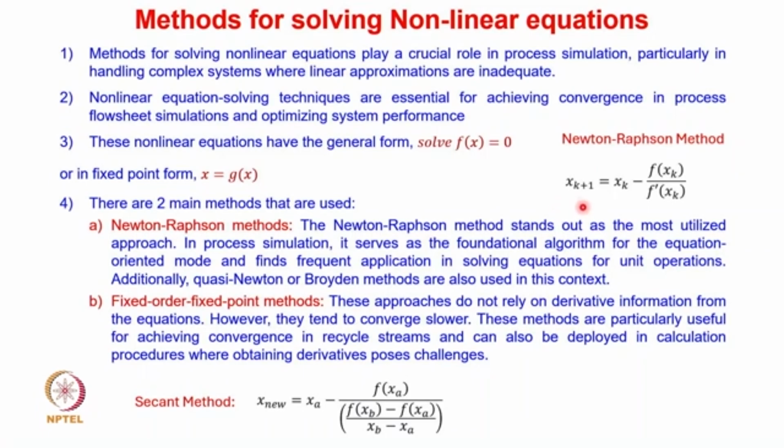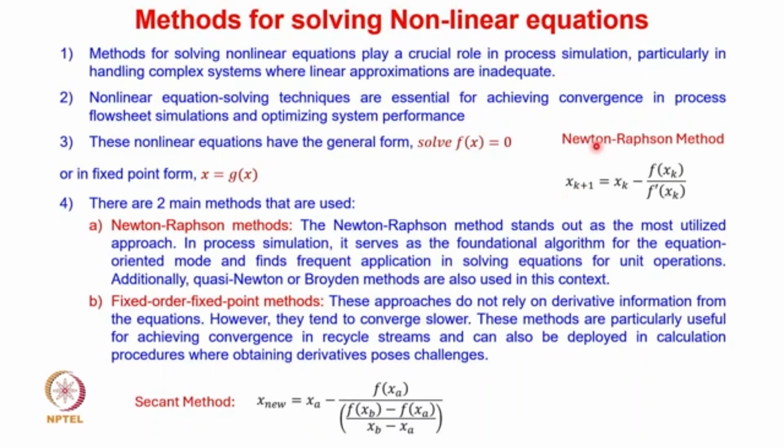The Newton-Raphson method has a form like this, for root finding. x(k+1) is given as xk minus f of xk divided by f dash xk. Here f of xk is the function value at the kth iteration, f dash xk is the derivative value of the function at the kth iteration, and based on that we can find the value of x at the (k+1)th iteration, isn't it?